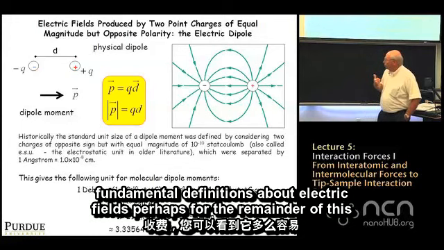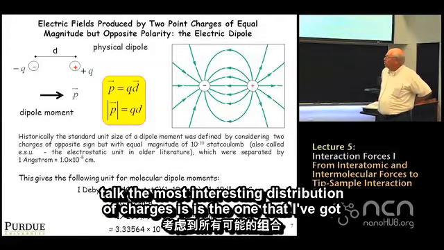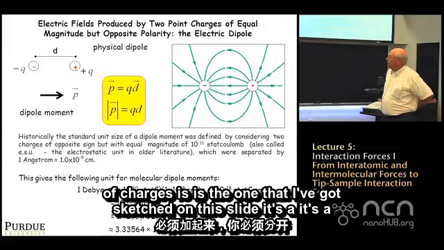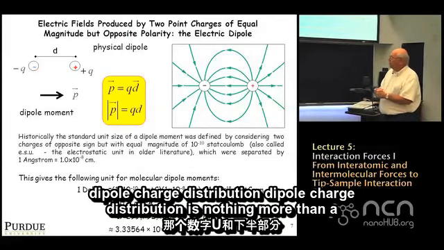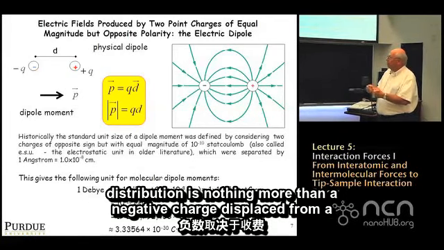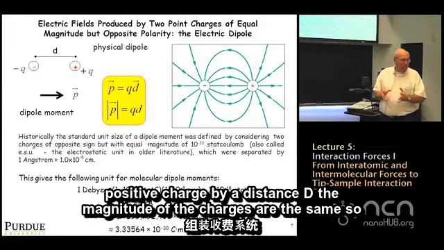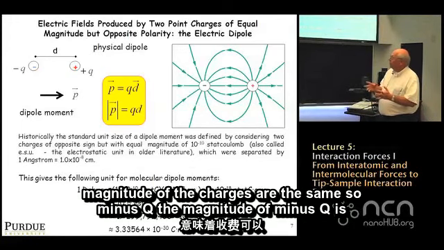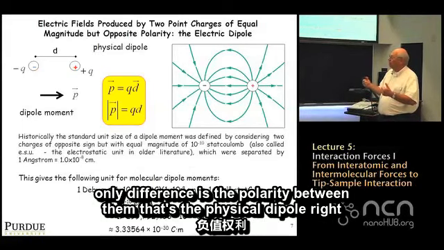Perhaps for the remainder of this talk, the most interesting distribution of charges is the one I've sketched on this slide. It's a dipole charge distribution. A dipole is nothing more than a negative charge displaced from a positive charge by a distance d. The magnitudes of the charges are the same: the magnitude of minus q is equal to q, the positive charge. The only difference is the polarity between them.